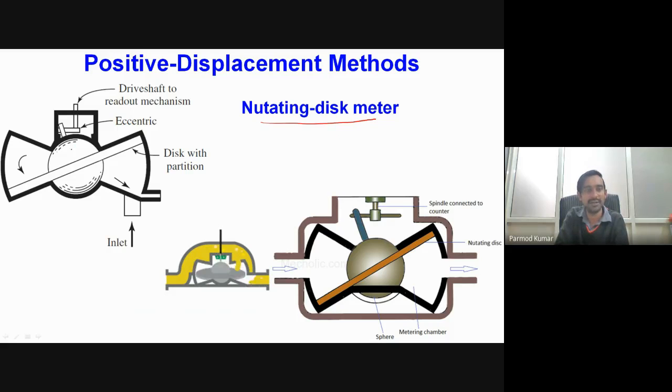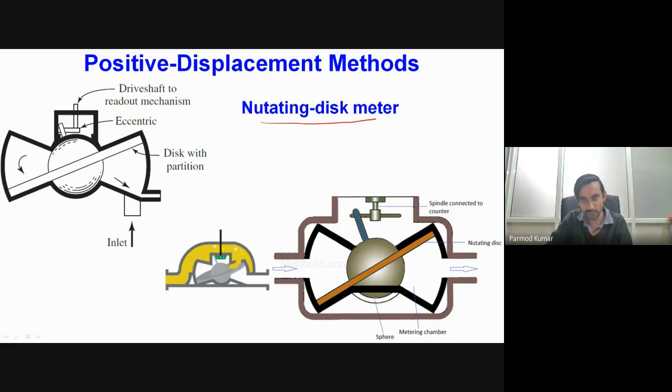You can see here that we have a disk body, and inside that we have a spherical ball-like structure, and over this spherical ball we have one disk which is connected to this ball. I have included an animation here. In this animation you can see that this disk has a nutating motion. While this disk is nutating, it is allowing some fluid medium.